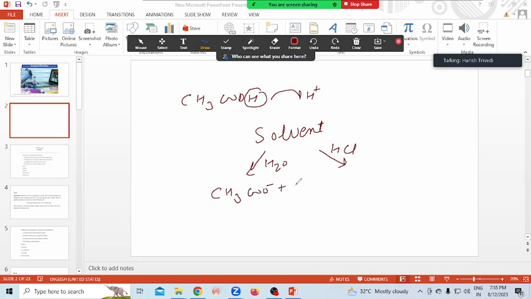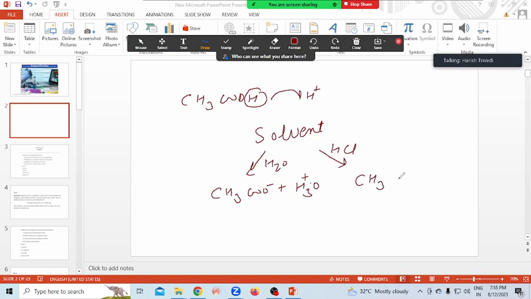Then it will give H+ ion and CH3COO- ion, where the H+ will react with water, and you can say it is a hydronium ion. But in HCl, because it is already acidic, what will happen?